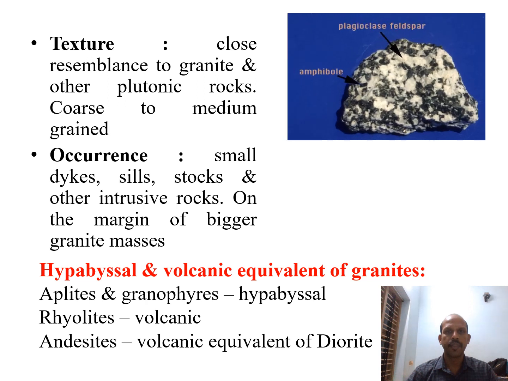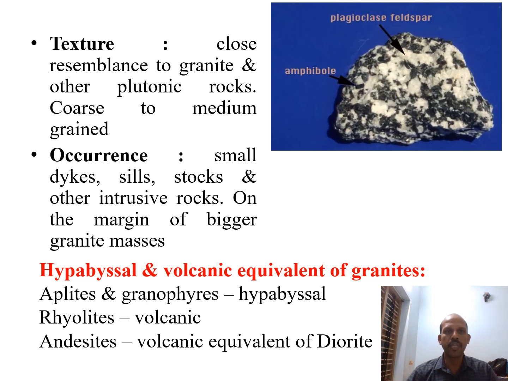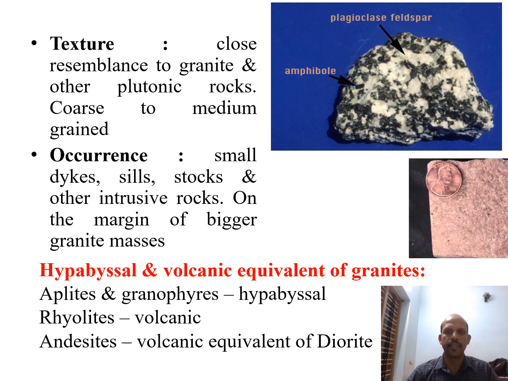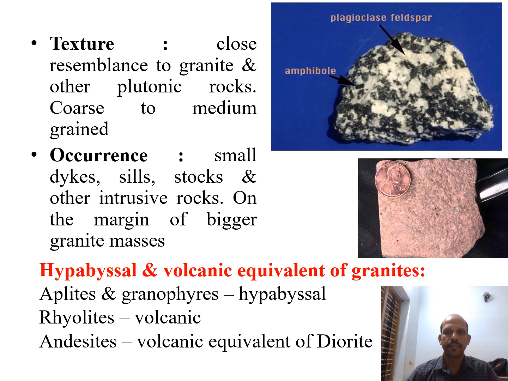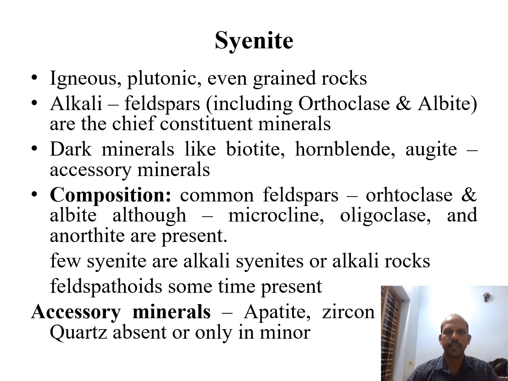Texture. Again, it closely resembles granite. To the naked eye, it looks almost like a granite. Then occurrence: it occurs as small dikes and sills. So the types of diorite.